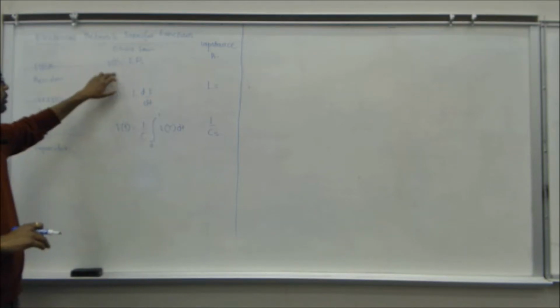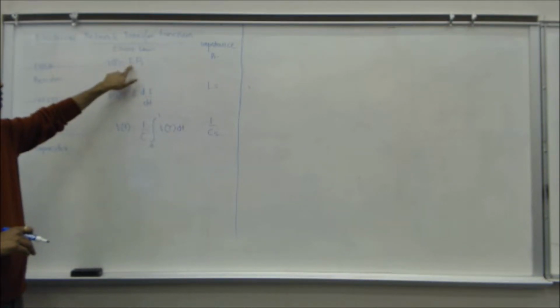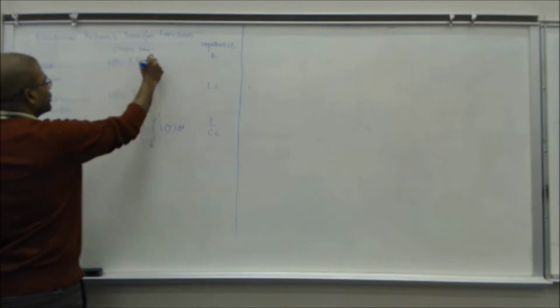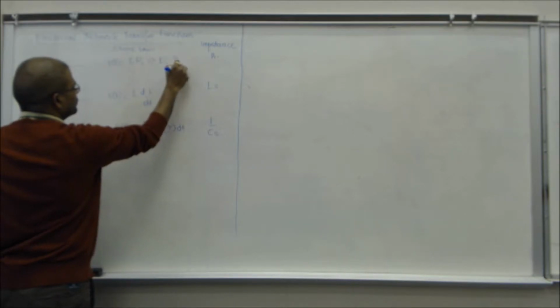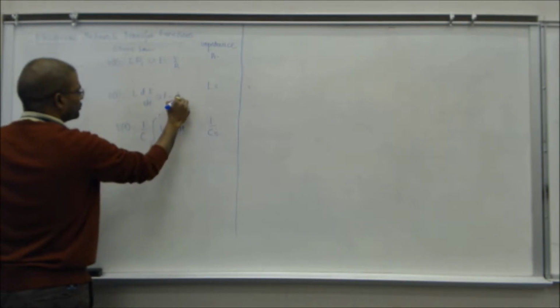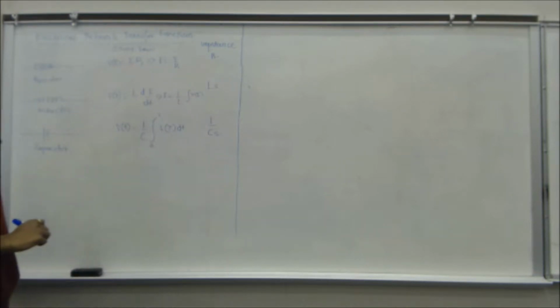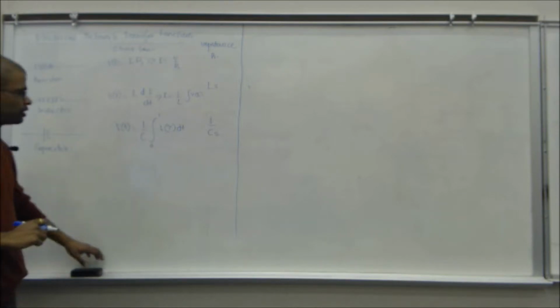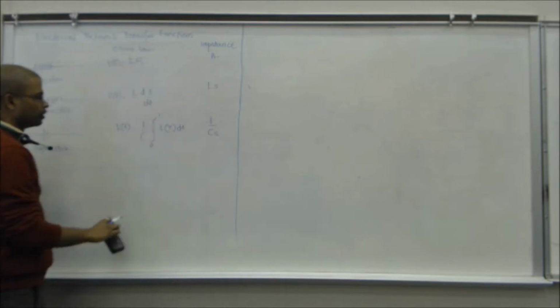Now what you can do is play around with getting a relationship for I. So here this implies I is V over R, right? And here I is 1 over L times the integration of V, something like that. You can always play around with these things, but the driving formula is this Ohm's law.